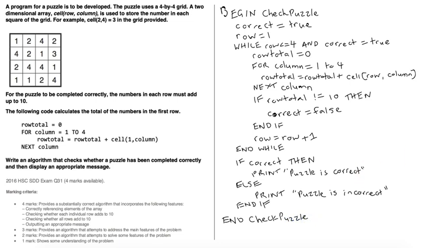Okay, so what we've basically done is just make sure that instead of going through the first row, that we go through every single row in this two-dimensional array, and that we keep a total of the numbers in each row and make sure that they add up to 10. And if any of those rows don't add up to 10, then straight away the loop will stop running and we can say that the puzzle is incorrect. Otherwise, if we get to the end of the loop and correct is still equal to true, then the puzzle is correct. And so that's a sample solution for that question.